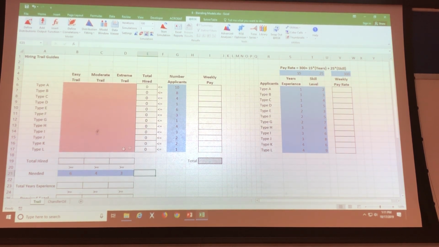All right, so we have calculated that so that we can constrain that. How do we calculate how many were hired for the easy trail? Sum of the A to L easy trail. Same idea, sum all of those, and then you'll know how many were hired, because that has to be constrained to make sure that you hire as many as you need.